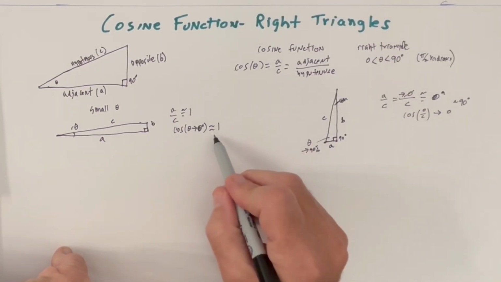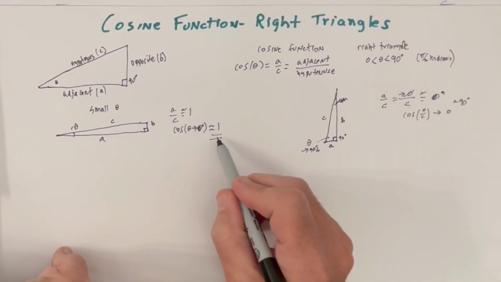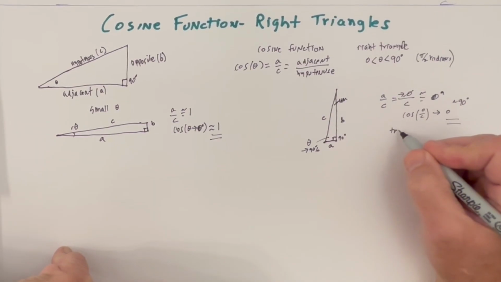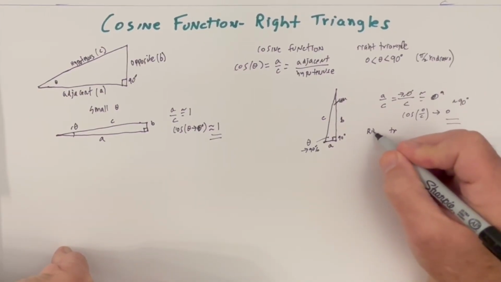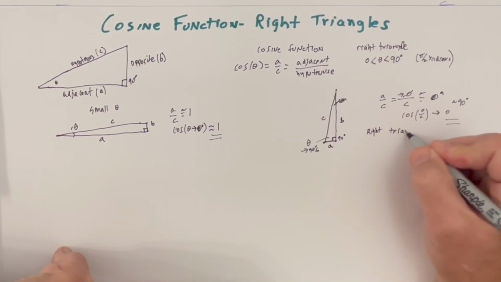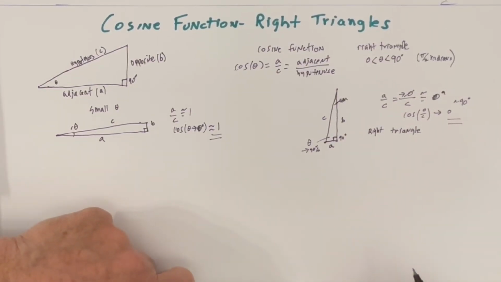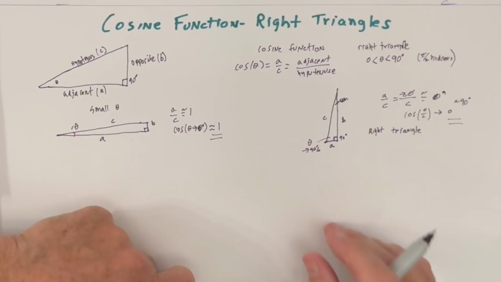So 0 degrees approximately is going to go to 1. At a large angle, it's going to go to 0. So that's the range of our cosine function. But this is limited for a right triangle. We'll later look in other videos where we're going to talk about it over the entire range of angles. So we're just limiting to this one case here.